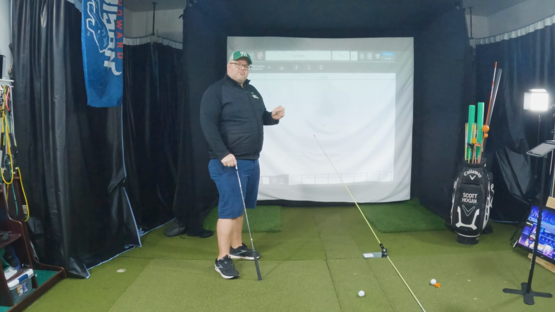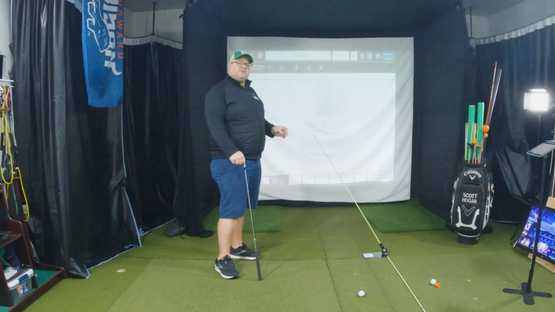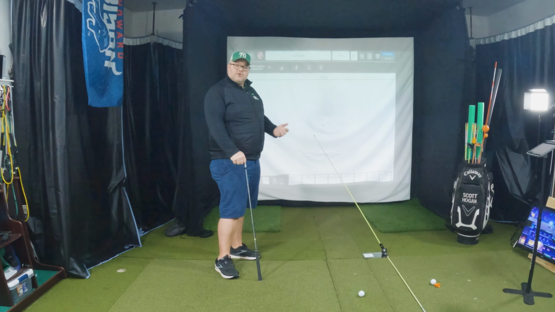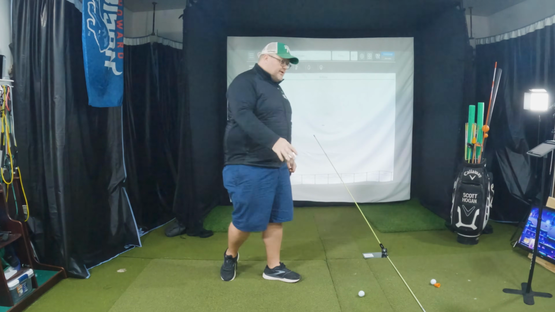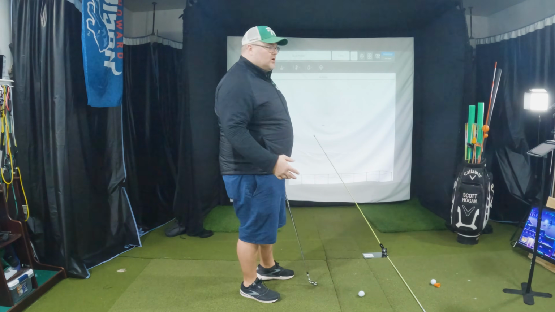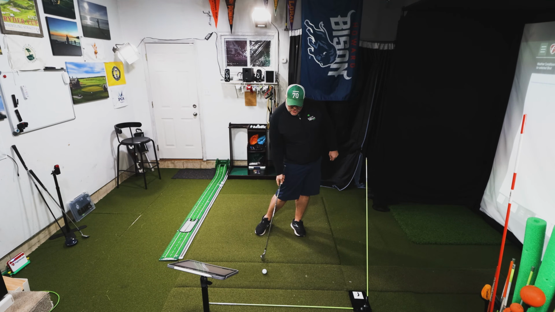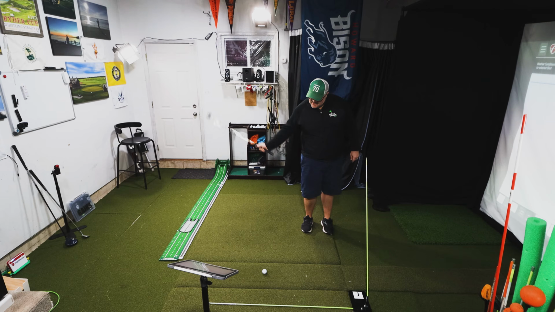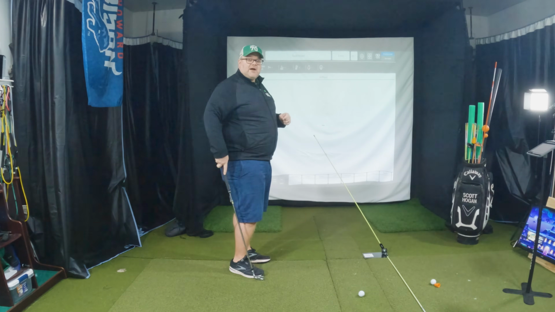However, most players that are hitting draws will still have a swing direction to the left. Let me say that again. You can have a swing direction to the left and still hit draws. That is because it depends on where the lowest point of your swing is. That's why we work on that first, okay? If I have a low point that's more forward, I'm going to be catching the ball on the downward side of the arc.